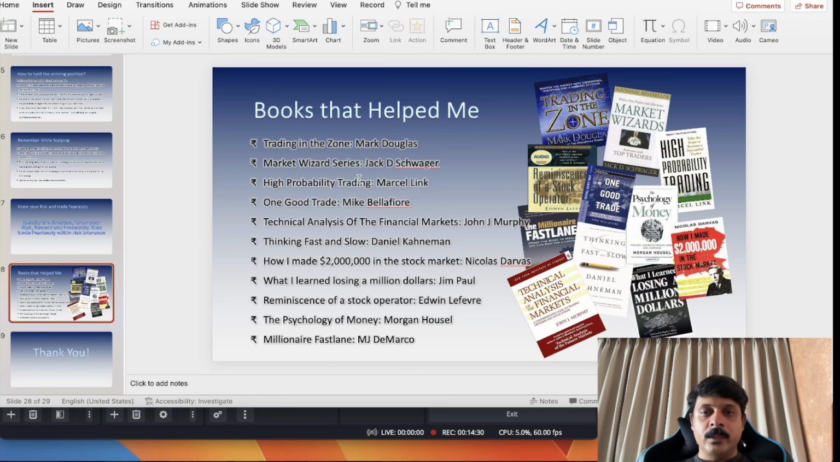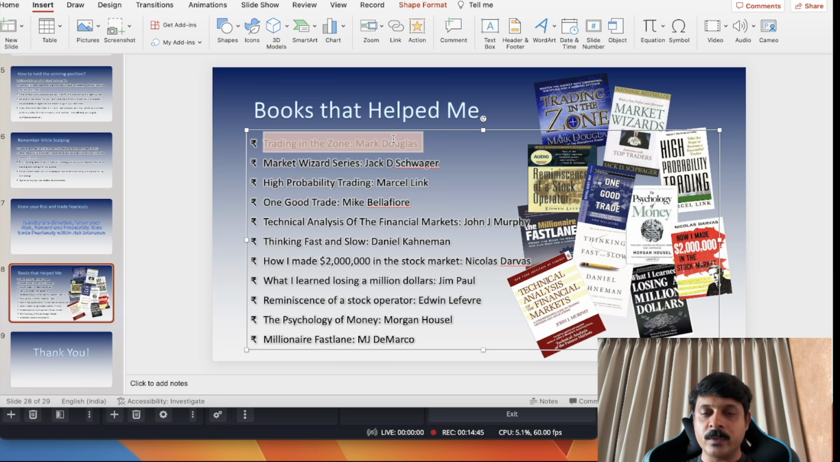And the final part, the books that help me. These are not the only books. I just shortlisted a few books, and I think the most recent couple of books I might not have added here. But again, I will explain about these books very quickly.